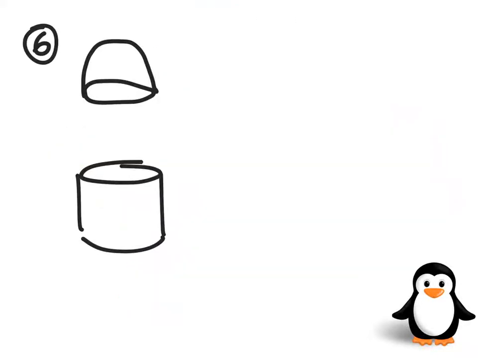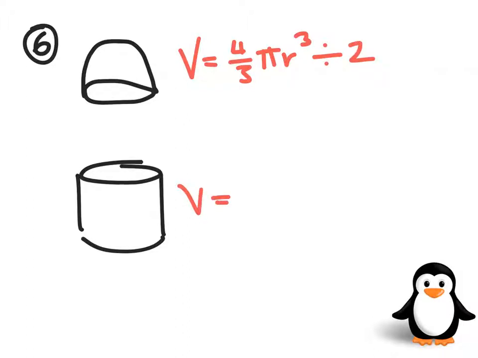Question 6, a volume question. So I've split the shapes up into the hemisphere. So the volume of a full sphere is 4/3 pi r cubed, but we've got half a sphere, so we're going to divide it by 2. And then the volume of the cylinder, you're not given this because you're supposed to remember it, it's pi r squared h. And if you look at the picture, we know that the radius of the hemisphere is 2.4.